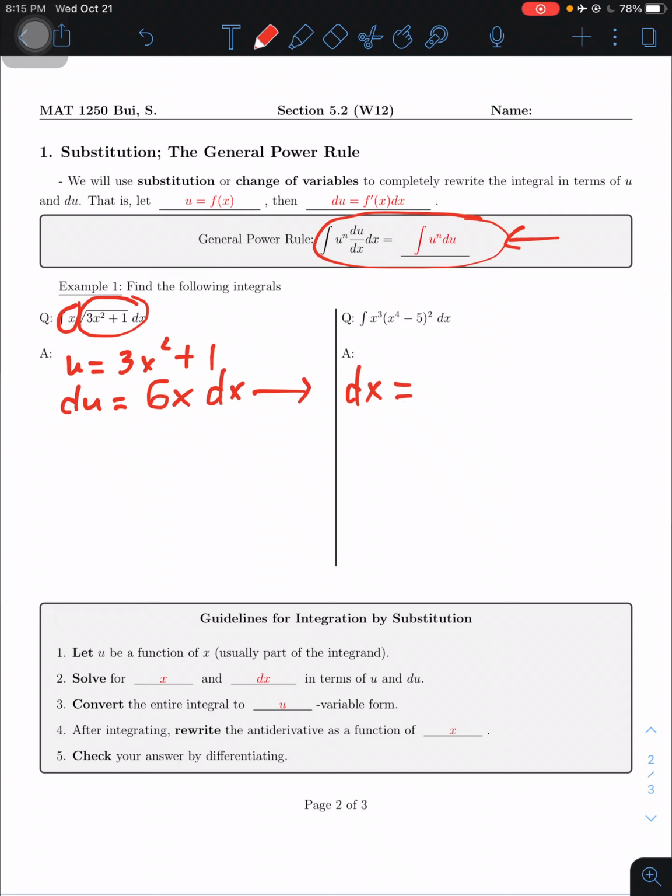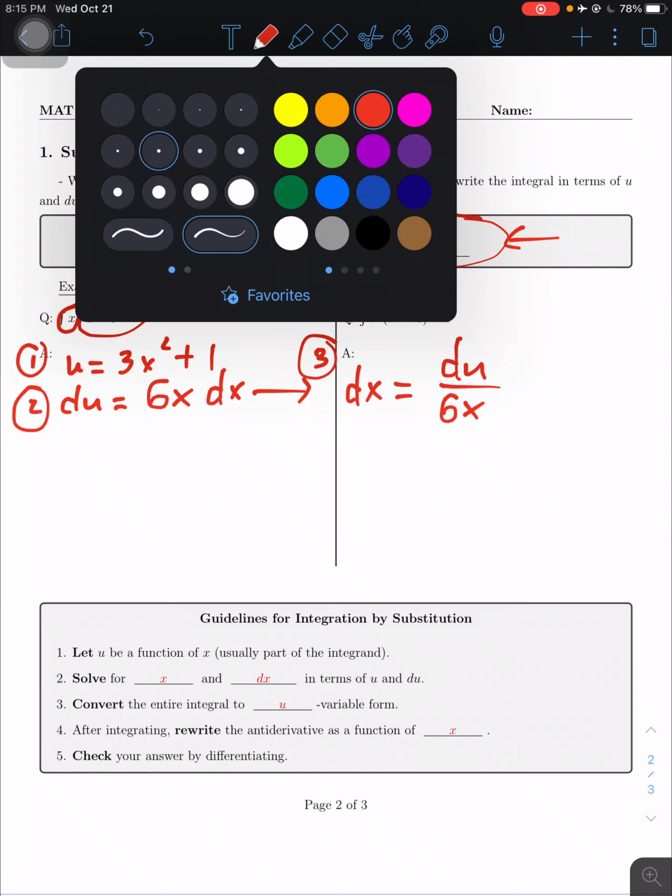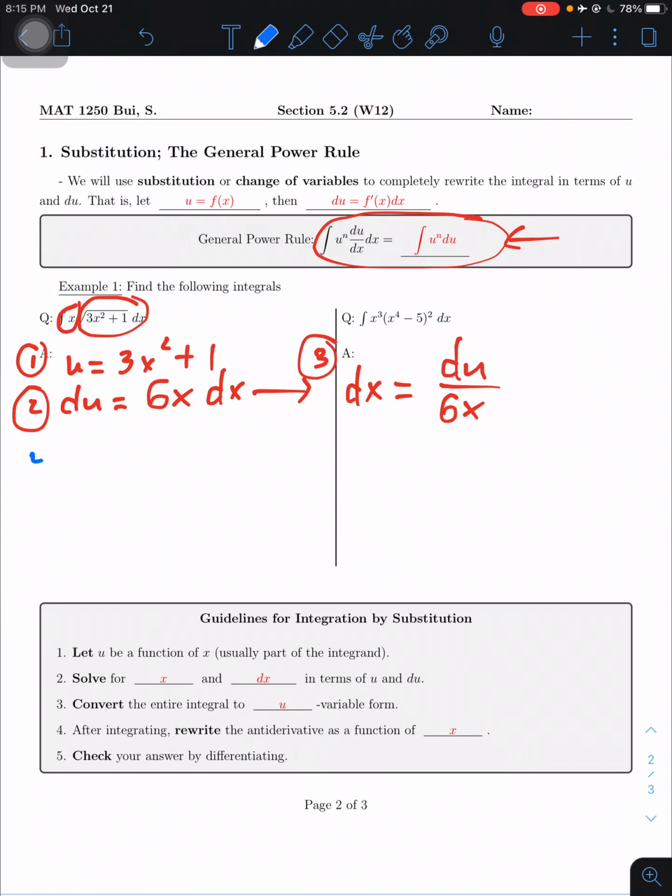And here it's pretty simple. We're just going to divide everything by 6x. If you want me to label it, first step, you have to call your u an inside function of something more complicated. Second step, you have to take the derivative, du. And third step, you have to solve for dx. Okay, so that's all about u substitution, and now step 4, plugging everything that we have into the integral.